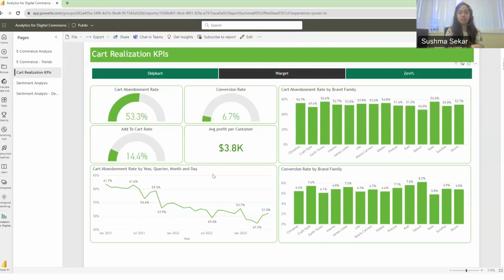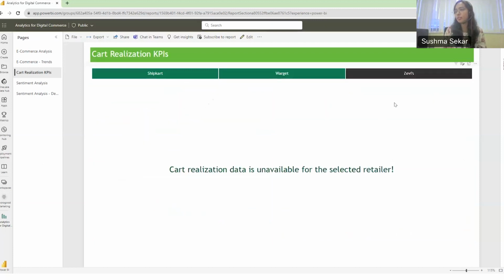But something to be noted is that this data may not be available for all retailers. A retailer may not necessarily share the data with you. So we don't have data for Zevis, who's our retailer. We've looked at aspects related to sales.